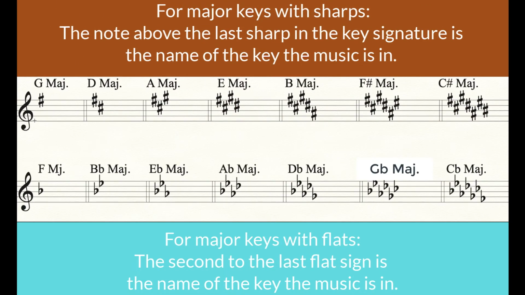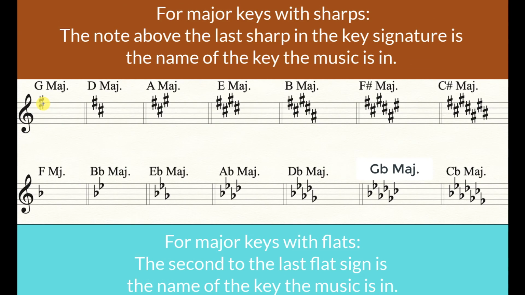Now, let me show you how to tell what key the music is in by looking at the key signatures. For sure, each key signature has 2 possible keys, 1 major and 1 minor. But once you know how to figure out the major key signatures, you can figure out the minor key signatures. For this lesson, we will only look at major keys.